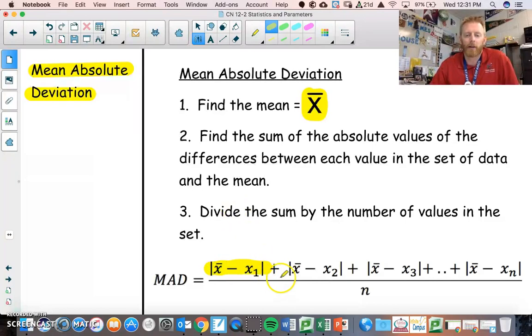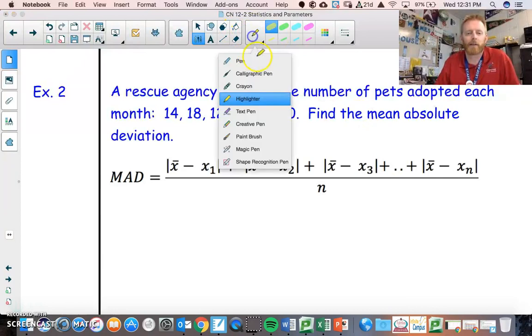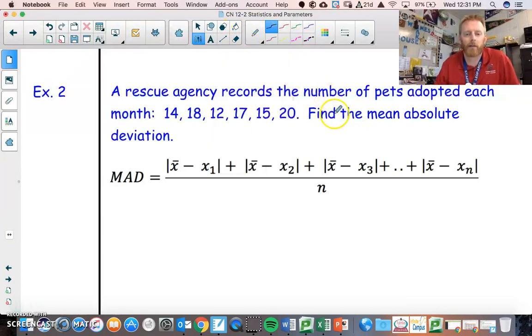And we're going to just keep adding and adding. Step 3 is to divide the sum by the number of values in the set. So then we're going to divide by the number of numbers that we have. So here is our example, and you're going to want to have a calculator with you.